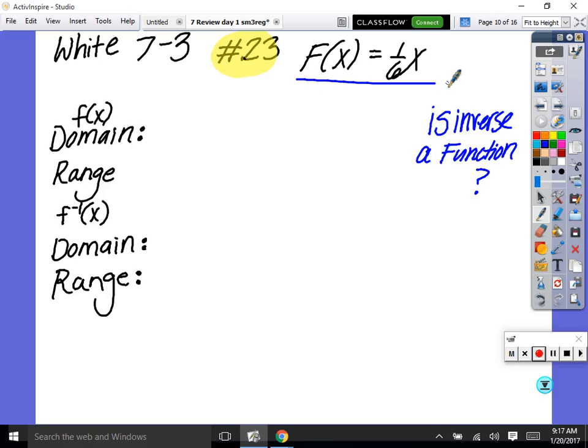You got it? There's one step here. One step, right? You guys got it? Okay. So we switch x and y. So x is equal to 1/6y.